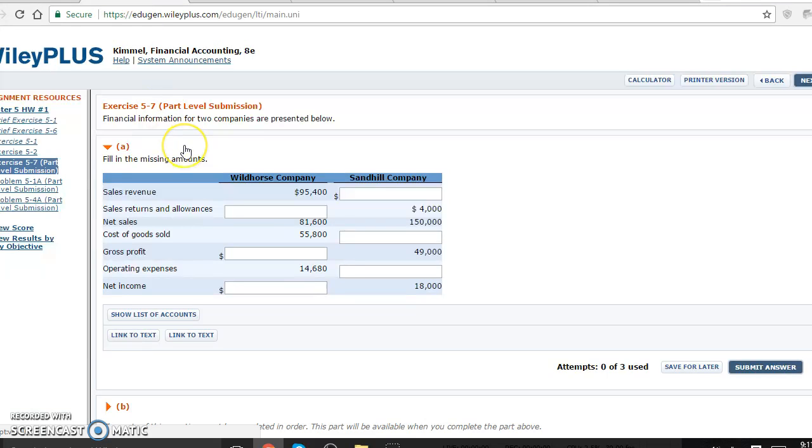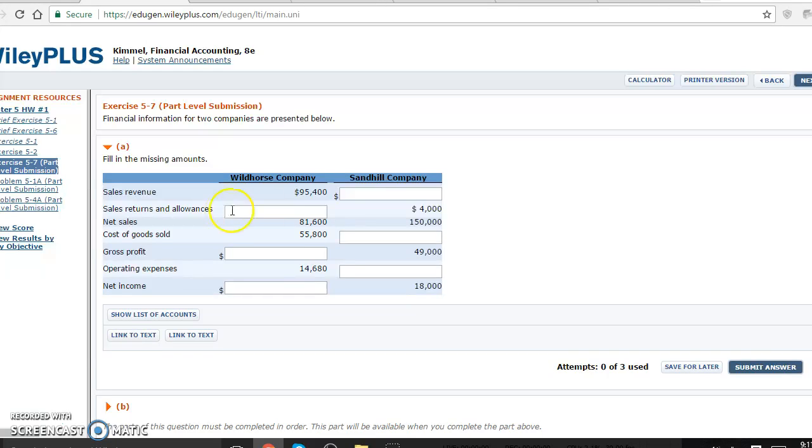So this week we're talking about chapter 5. This is chapter 5, exercise number 7, and we are going to start with this one, fill in the blanks. In this case, we know that net sales is equal to sales revenue minus sales returns and allowances. Since we need to find the sales returns and allowances, we will subtract net sales from sales revenues.